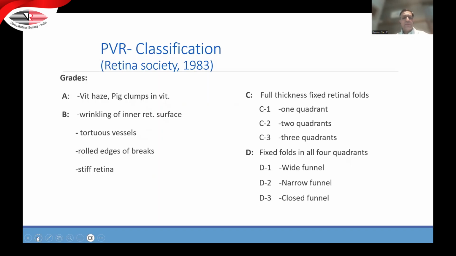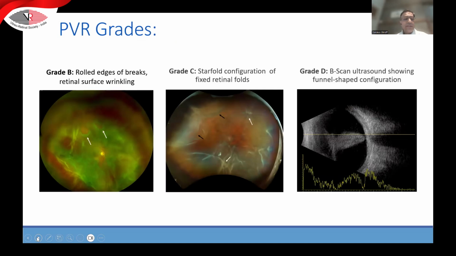Any hemorrhages, choroidals, multiple surgeries, these all lead to excess PVR. So this is the 1983 classification by the Retina Society. And you see they have grade A to D. A is vitreous haze, pigment clumps. B is wrinkling of the inner retinal surface, tortuous vessels, rolled edges of break. And C is the full thickness fixed folds. And C1, 2, 3 are the quadrants. And if you have the fixed folds, you go into PVR stage D, which is a wide funnel, narrow or closed funnel.